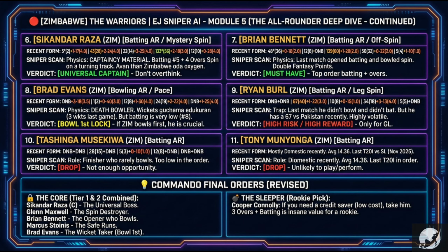Commando final orders. Lock the core 5: Raza, Maxwell, Bennett, Stoinis, and Evans. And for the credit saver? Take the rookie, Cooper Connolly. Sniper. The squad is set. Now, let's move to the Trinity scan.